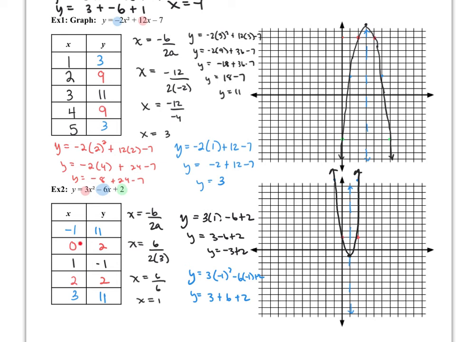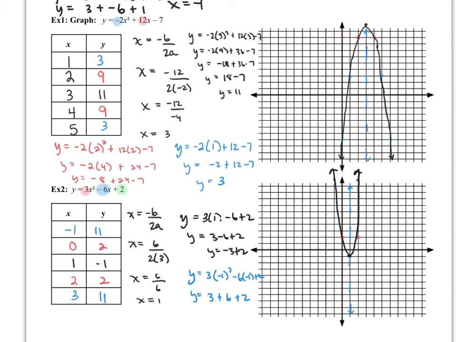My next set of symmetry points were 0 and 2, and so 0 is going to be a really easy number to work with because this term will go away, this term will go away, leaving me with 2. And so I've got these 2 points, (0, 2) and (2, 2). And so the good news is this is starting to face upward, which is exactly what I wanted.